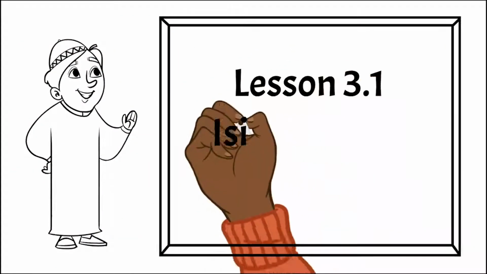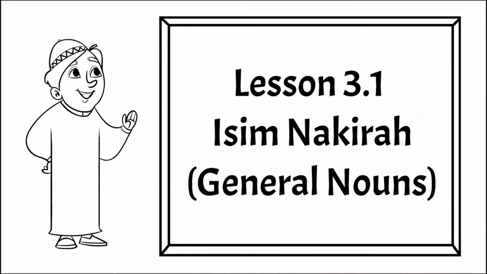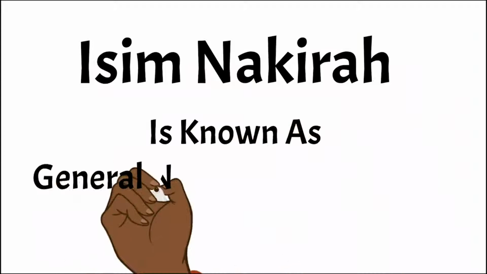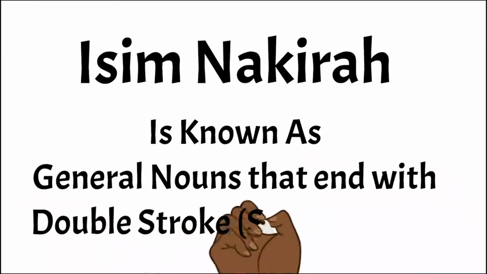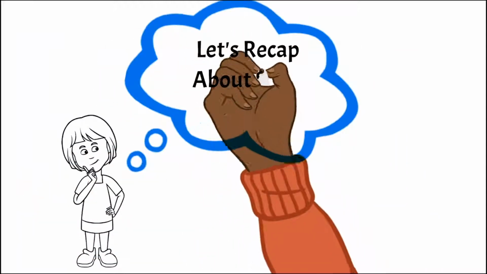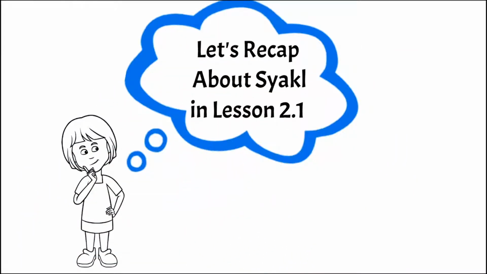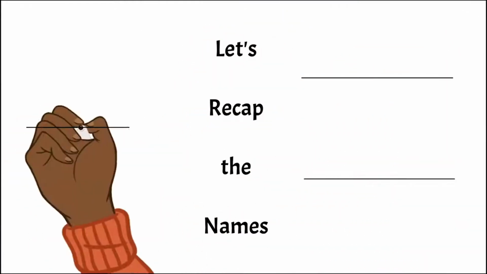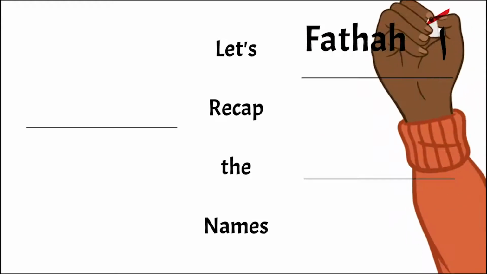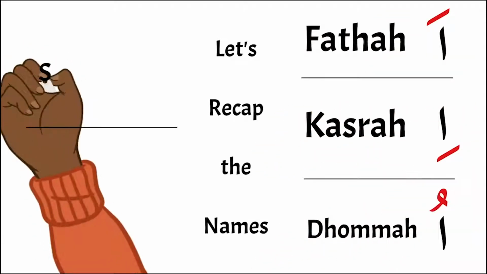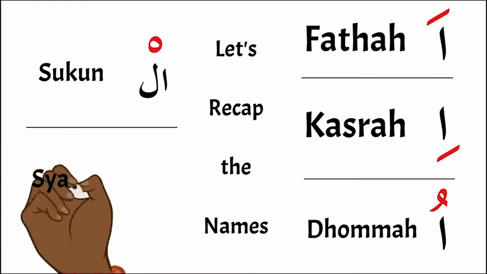Lesson 3.1: Isim Nakirah, General Nouns. Isim Nakirah is known as general nouns that end with double stroke, shakal tanwin. Let's recap about shakal in Lesson 2.1. Let's recap the names. Fathah, Kasrah, Dhammah, Sukun, Shaddah.